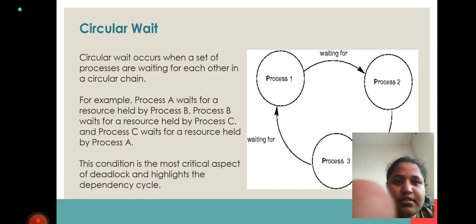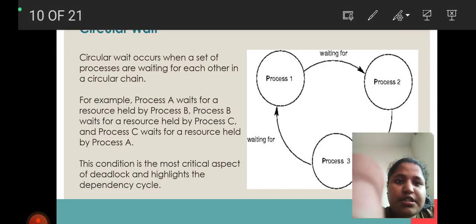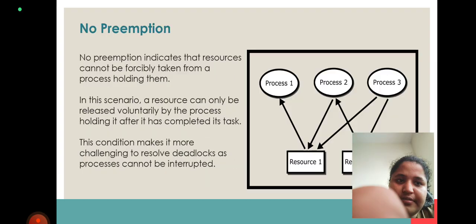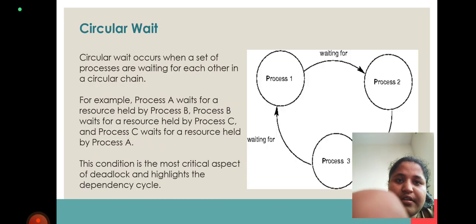Circular wait. It occurs when a set of processes are waiting for each other in a circular chain. Example: process A waits for resources held by process B, B waits for resources held by C, and process C waits for resources held by A. This condition is the most critical aspect of deadlock, highlighting the cycle of dependency.